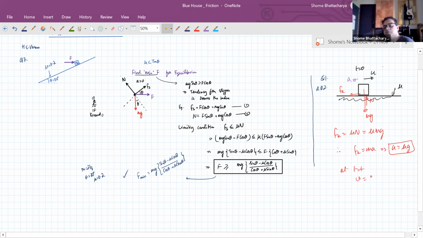Okay. So as a function of time, your V will be u minus at, and your S will be ut minus half at square, and your V square will be equal to u square minus 2as, where A is mu g. So these are the equations you need to solve both the first and second question.